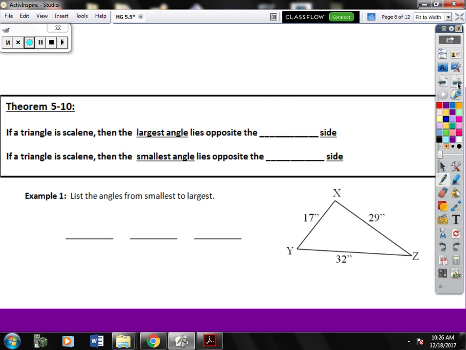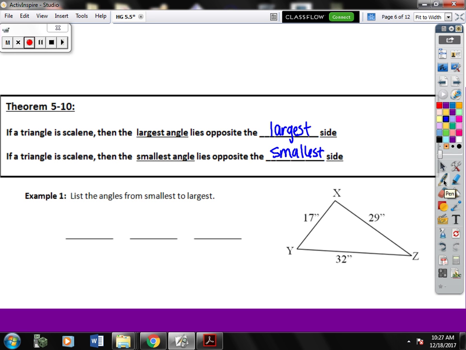And then an extension from that is our theorem 5-10, which has no name, remains nameless. Can you name it? Sure, Dax, what do you want to name it? We'll wait till you see what it says, and then see if you can come up with it. It says if a triangle is scalene, which we know means it has three different side lengths, the largest angle will lie opposite the largest side, and the smallest angle will lie opposite the smallest side. Kind of common sense, but the common sense theorem.